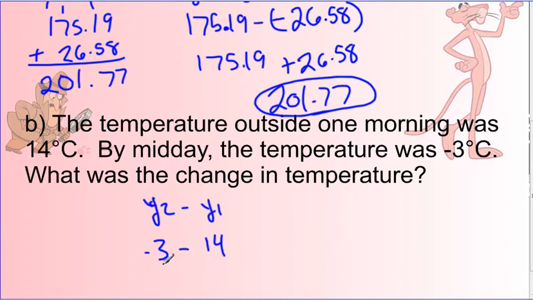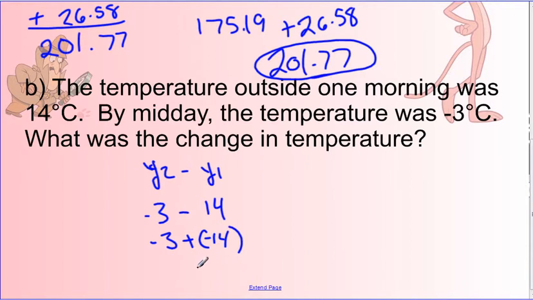And now we do our KFC: negative 3 plus a negative 14. Those signs are the same, so we're going to add. So we get a negative 17. So the change in temperature was negative 17 degrees.